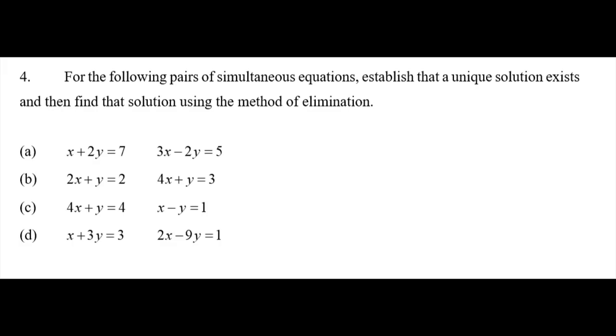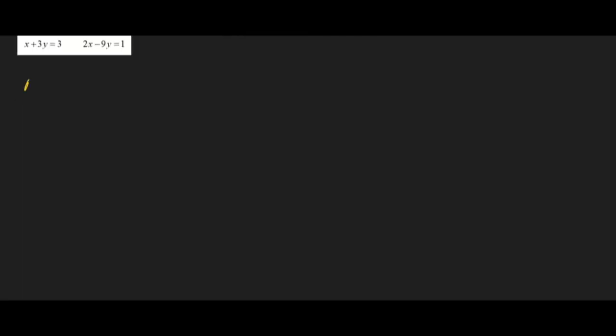Now an alternative method is the method of elimination. We're going to use an example from question 4 here, and we're going to take part D and use the method of elimination. So we've got x plus 3y equals 3 and 2x minus 9y equals 1.